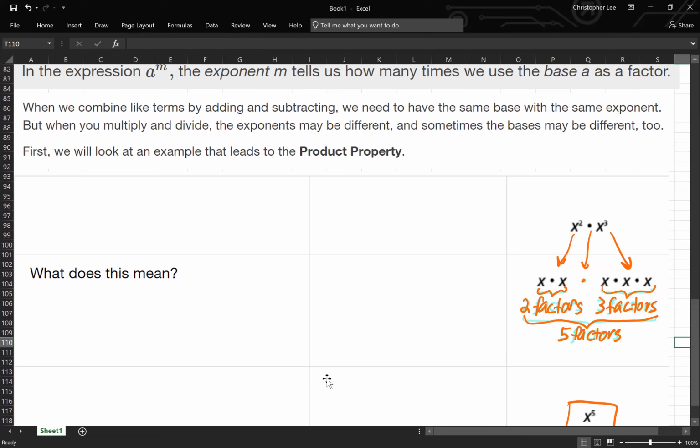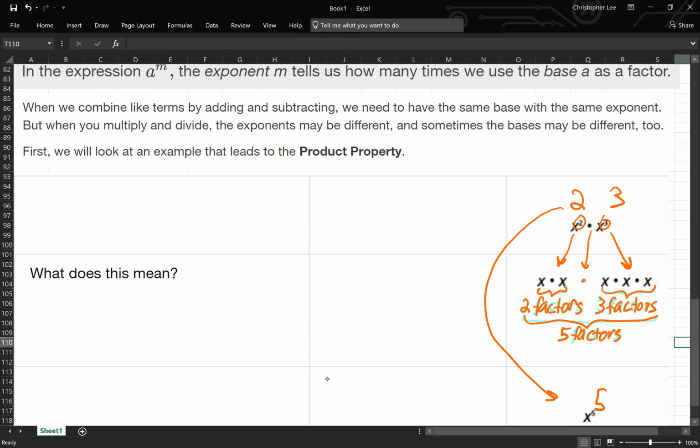Not combining like terms, right? What I'm doing is, you see how there's a 2 right here to the second power, and a 3 right here that's to the third power? And then down in the answer, this is to the 5th power. Whenever you're multiplying exponents, you add their powers.